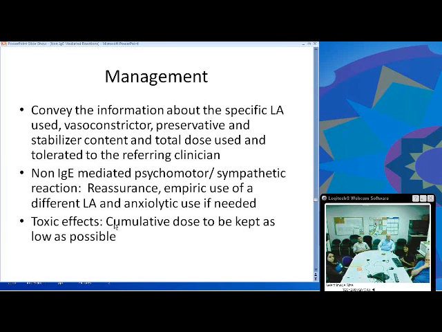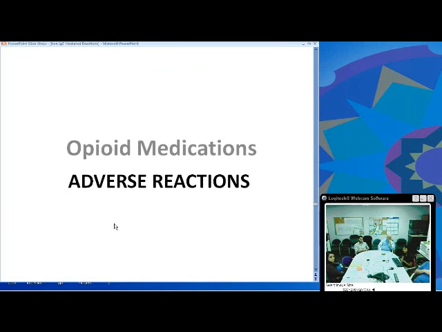For non-IgE mediated psychomotor sympathetic reactions, just reassure, and you can empirically use a different local anesthetic. For toxic effects, as I said, the cumulative dose can be kept as low as possible.